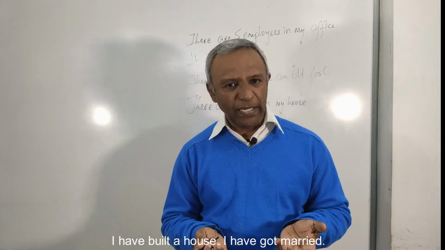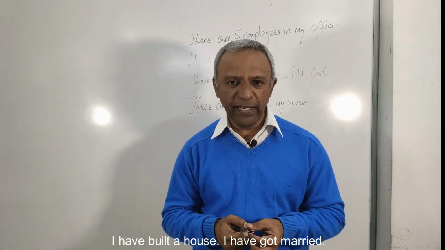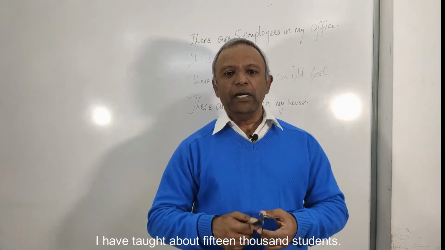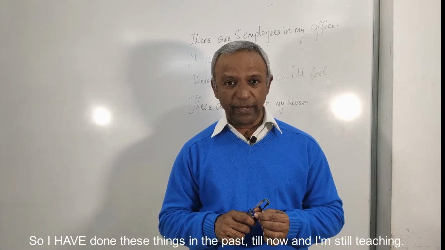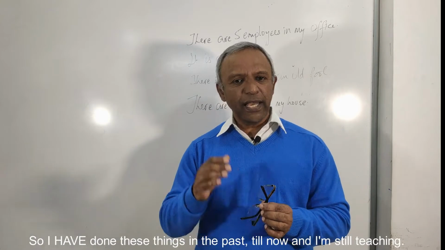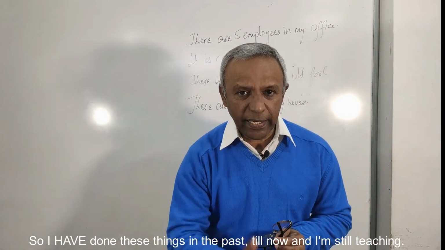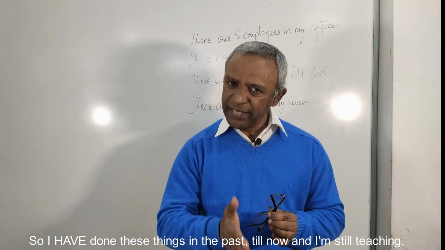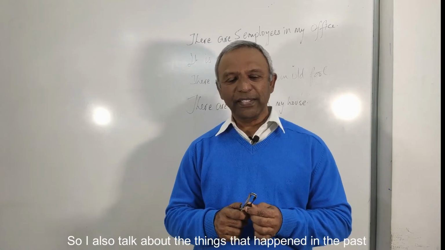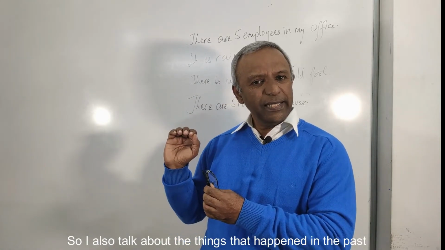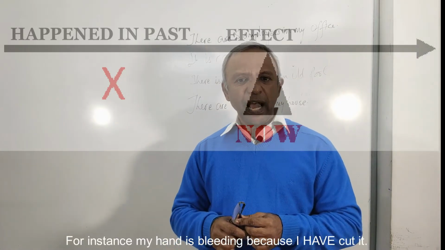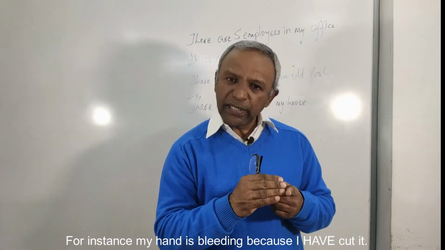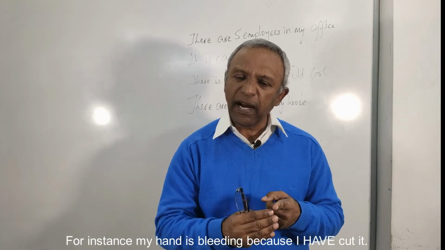I have. So what have I done? I have built a house. I have got married. I have taught about 15,000 students. So I have done these things in the past till now, and I'm still teaching. So I also talk about the things that happened in the past that has got an effect now. For instance, my hand is bleeding because I have cut it.